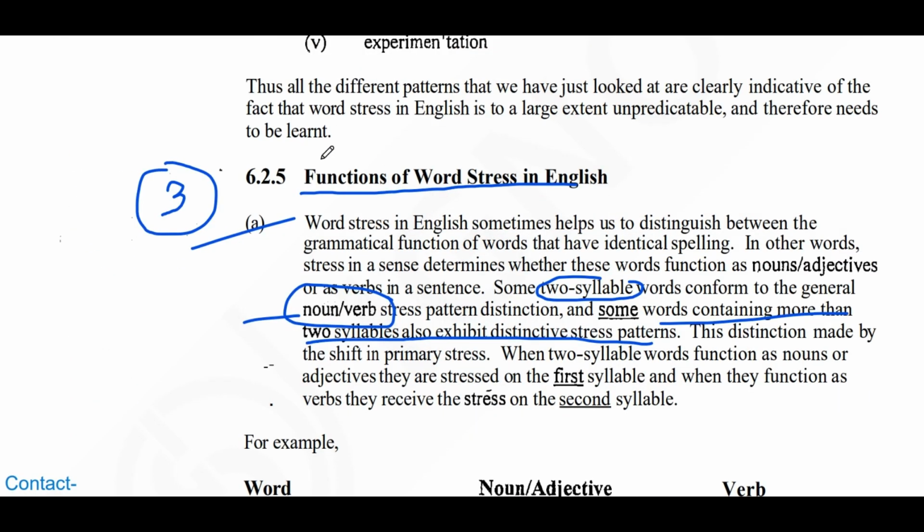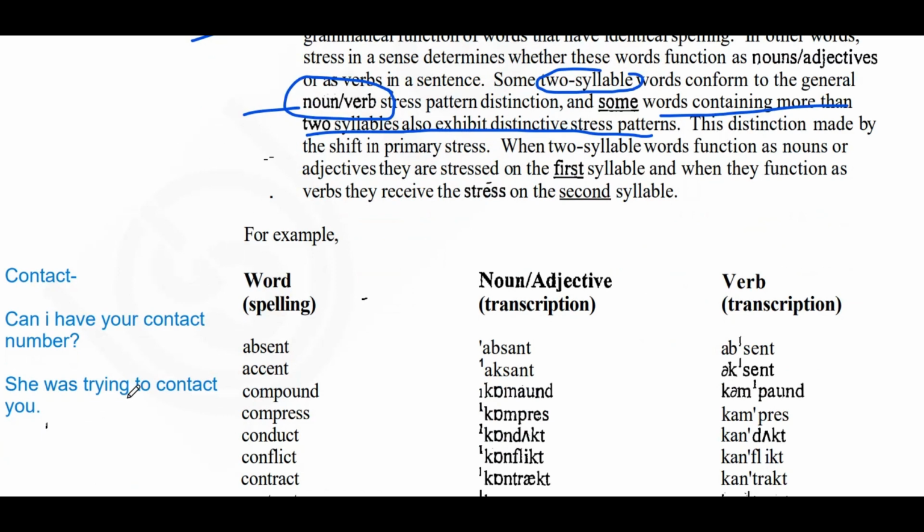We have a total of three functions of stress in the English language. Let's see what the three functions are. The first one is that it helps us distinguish between grammatical functions of words that have identical spelling. For example, when I say the word contact, it could be used either as a verb or as a noun.